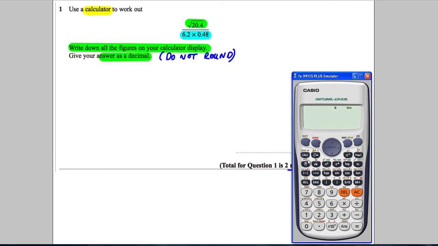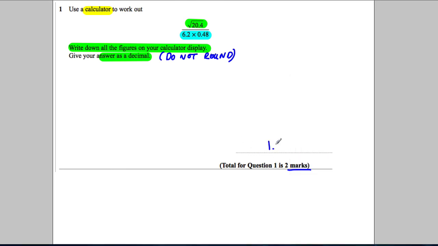We're dealing with a fraction, right? Press the fraction button. Square root, 20.4. Press the down, 6.2 multiplied by 0.48. And we get the answer, 1.517668.